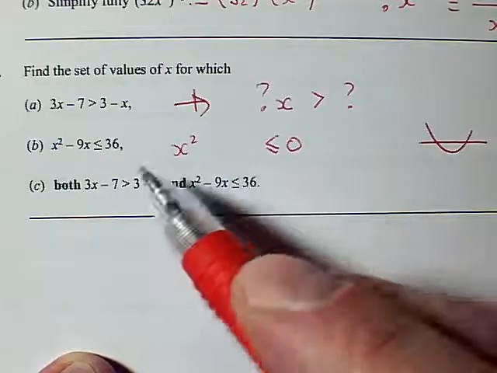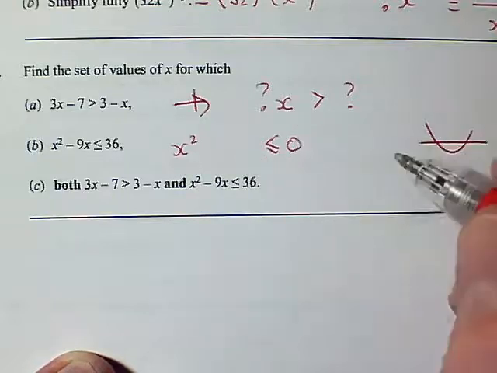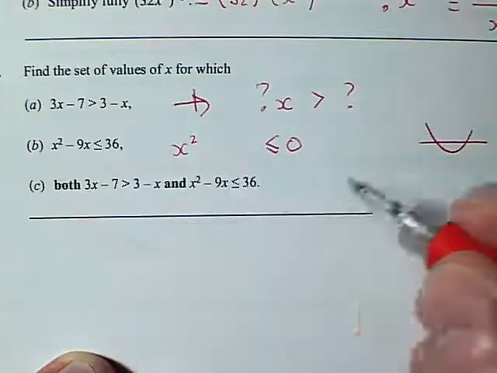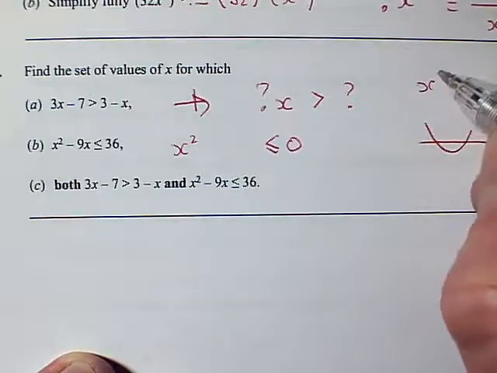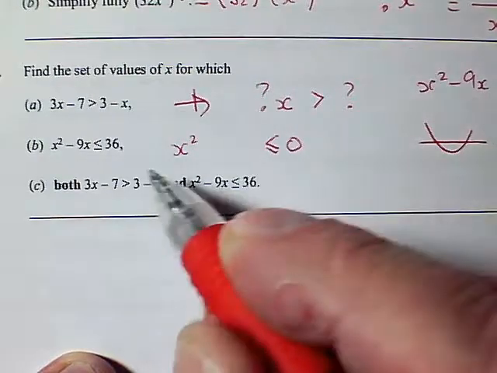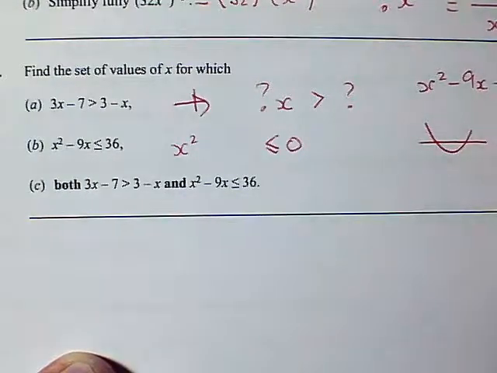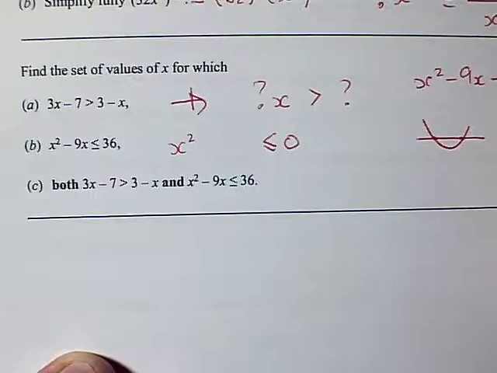But the factorizing and the critical values, that's the bit that most people can do. So you solve the equation x squared minus 9x, and it's going to be minus 36, isn't it? Equals naught. Factorize that, find out what these two values are, but that's solving an equation. That's two values that x could equal.